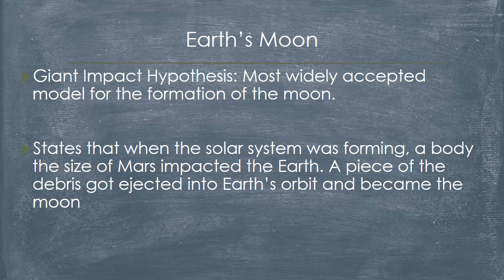And the last part of this lesson is on Earth's moon. So Earth's moon, the hypothesis that explains the formation of Earth's moon is called the giant impact hypothesis. This is the most widely accepted model for how the moon was formed. And it states that when the solar system was forming, a body in the solar system about the size of Mars came in contact with Earth and impacted the Earth. A piece of the debris got ejected into Earth's orbit, so like shot back out into Earth's orbit and then got stuck into place because of the gravitational pull and became the moon.